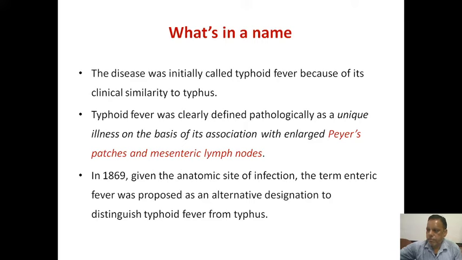So in 1869, the term enteric fever was proposed as an alternative to typhoid fever because it was thought that since the disease starts off in the intestine or the enteric system, it would be a better term. But it would be important to remember that both the terms typhoid fever and enteric fever are used interchangeably.